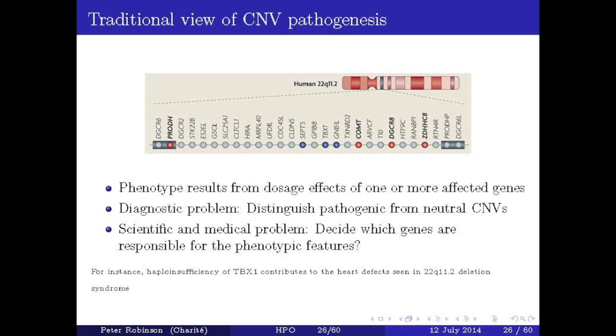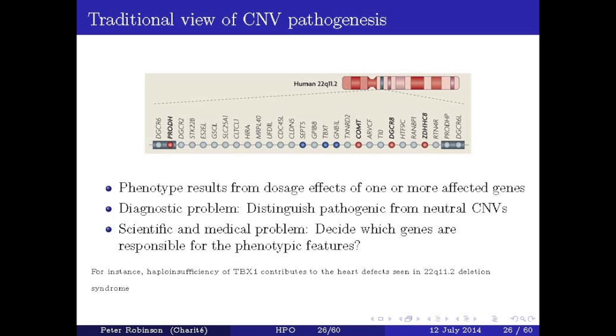For instance, if you have haploinsufficiency or a mutation in PBX1 in this gene, you'll get heart defects. And this is thought actually to be one of the causes of heart defects in this CNV disorder. Some of the other genes might be contributing to some of the other phenotypic features. The scientific question is, what is the relationship between these individual genes and the CNV phenotypes? The practical question is, basically, is this particular CNV the cause of my patient's problems?